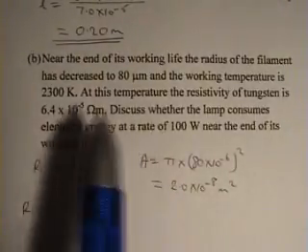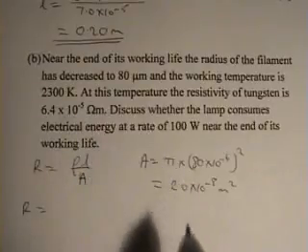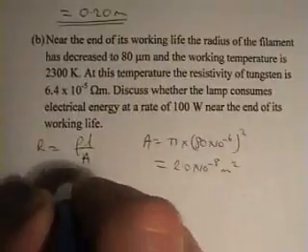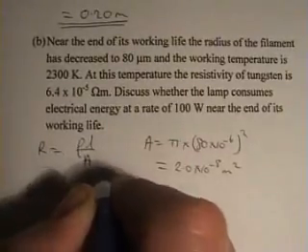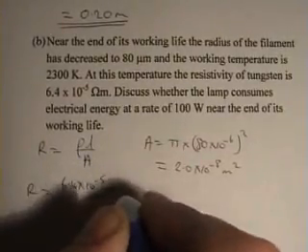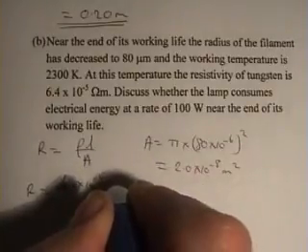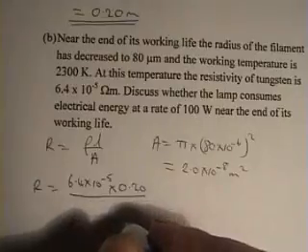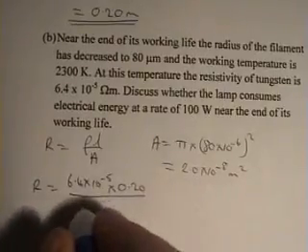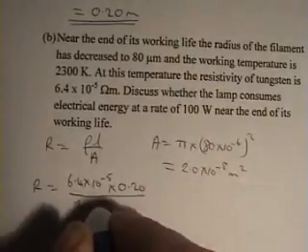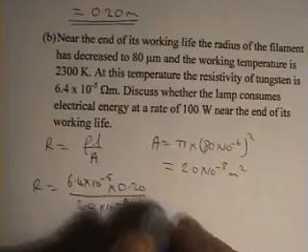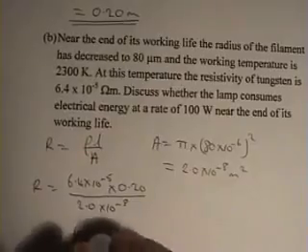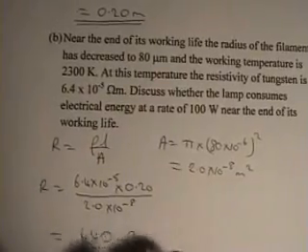So the new resistance, because the bulb is operating at a cooler temperature, it's got a lower resistivity. So the new resistance is 6.4 times 10 to the minus 5, times the length of the wire, which is the same, 0.20 in my case, or 0.25 in your case, divided by the area. So I get a new resistance of 640 ohms.